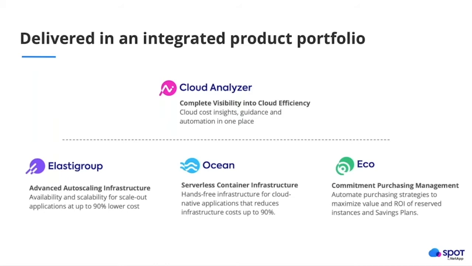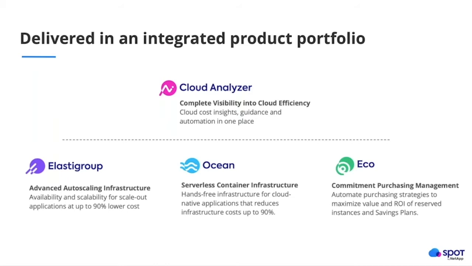They're trying to solve for the same thing, but Elastigroup's focused on VMs or instances, and Ocean is completely focused on giving you a serverless container experience. Lastly, on the right, you see Eco. And Eco is our fastest growing product at the moment within the Spot organization at NetApp.